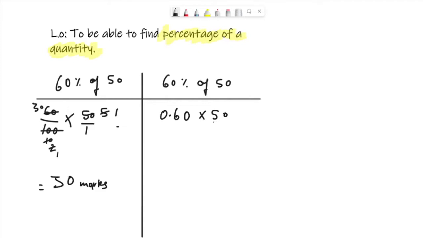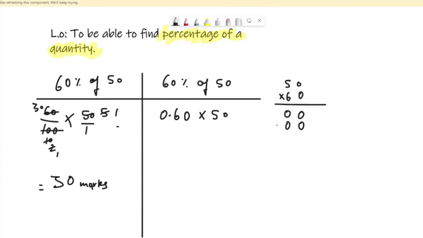So you have to multiply 50 by 60. 50 times 60 or 60 times 50, same thing. If you do that, 0 times 0 is 0, 0 times 5 is 0. 0 before multiplying by 6. 6 times 0 is 0. 6 times 5 is 30. So we got 3000, but we know our 60 is not just 60, it's 0.60. You have 2 decimal places, so in your product you should have 2 decimal places. So this is 30.00, which means actually 30. So you scored 30 marks.